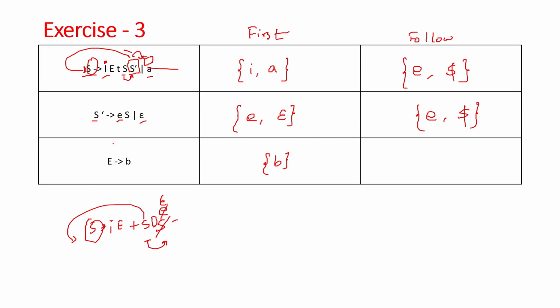Now E equal to B. Has E come anywhere? Yes, E has come here. Does E have a follow? Yes, E has a follow, which is T. Writing here T. Any more times? No. Then T is the only follow.